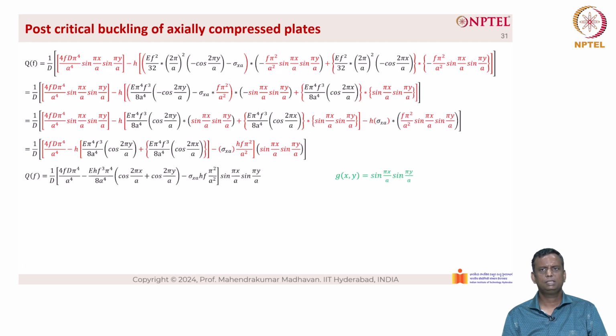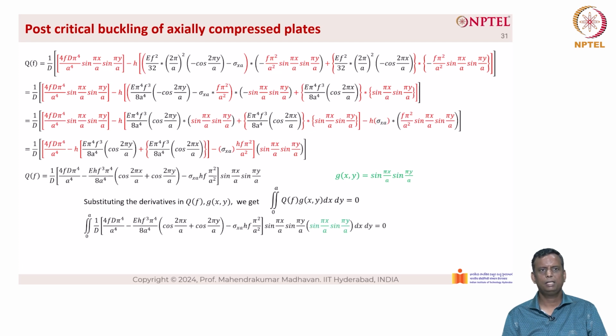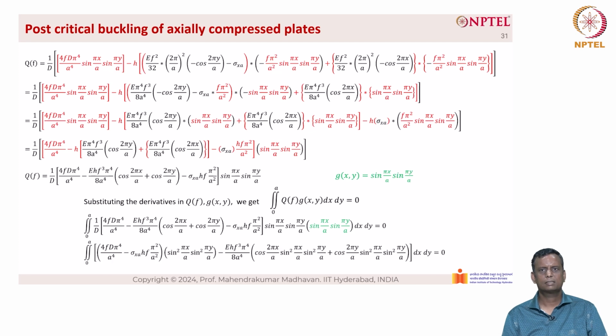Now we also know that g(x,y) equal to sin(πx/a) into sin(πy/a). So substituting Q(f) and g(x,y) in the Galerkin equation, which is the double integral from 0 to a of Q(f) into g(x,y) into dx into dy equal to 0, we put this equation here and we get a bigger equation again, as you can see on the screen. And this again we are multiplying with the terms given for g(x,y), which is sin(πx/a) into sin(πy/a).